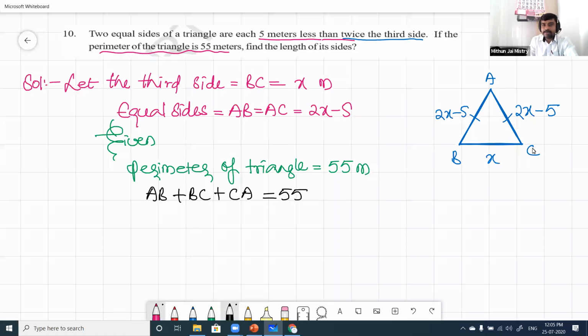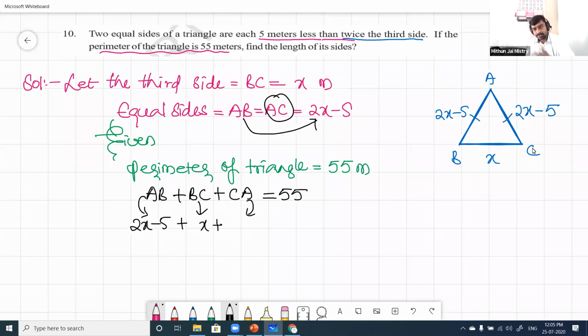Now, AB. What is AB? AB is 2x minus 5. So I will write here 2x minus 5 in the place of AB. Similarly, plus BC. Now, what is BC? BC we took as x, right? So here I can write BC as x, plus CA. CA and AC both are the same. So CA is also 2x minus 5. So I can write here 2x minus 5 is equal to 55. This is called substitution.